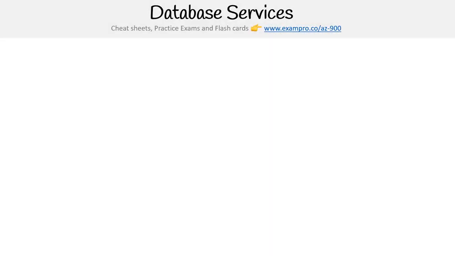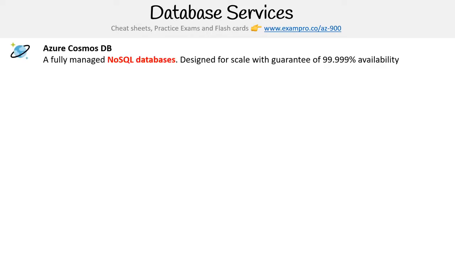Hey, this is Andrew Brown from Exam Pro, and we are looking at Azure Database Services. Starting at the top of our list is Azure Cosmos DB. This is a fully managed NoSQL database. It's designed for scale with a guarantee of 99.999% availability.